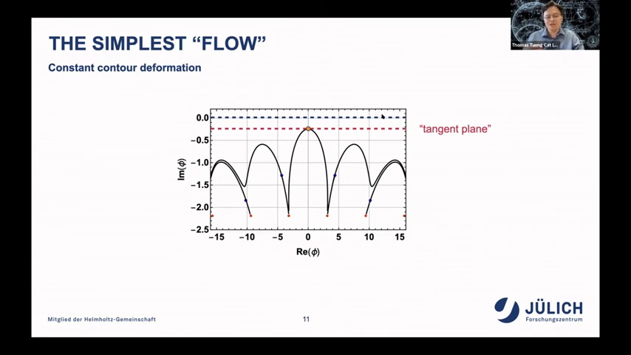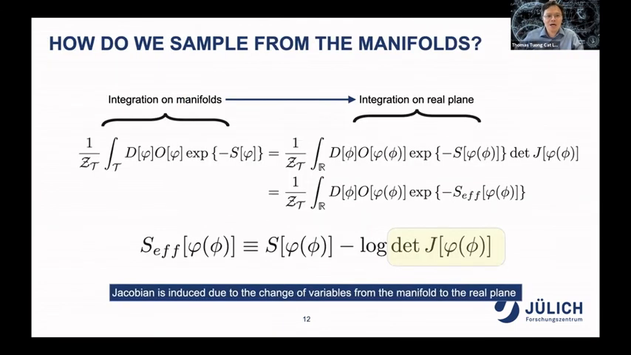Okay, so in my results that I show later, I'll be showing results with flow using a neural network, as well as calculations from the real plane and calculations from the tangent plane to compare all these different methods here. Okay, so given these manifolds, how do we actually sample from the manifolds?